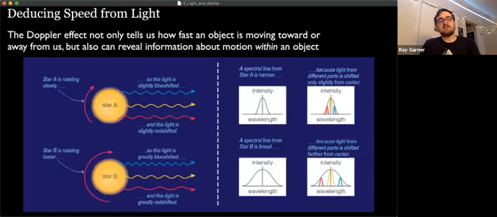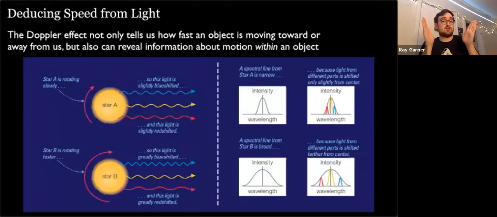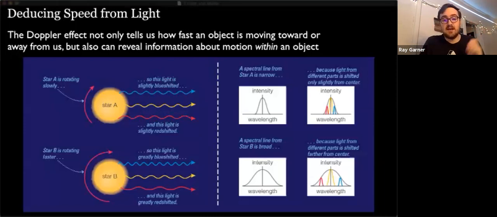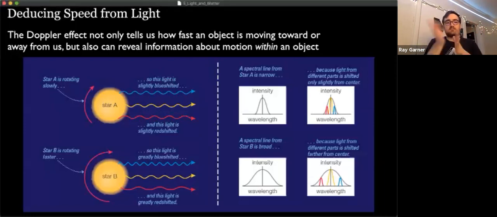So if star A is rotating in the clockwise direction, this part of the star's light is going to be pushed towards us. So the wavelengths are going to be scrunched up. It's going to be slightly blue shifted. The light from the center isn't moving toward or away from us. Remember, it's just moving along our line of sight, so the Doppler effect won't have any effect. Meanwhile, the part that's rotating away from us, the wavelengths will be stretched out, so it'll be slightly redshifted.